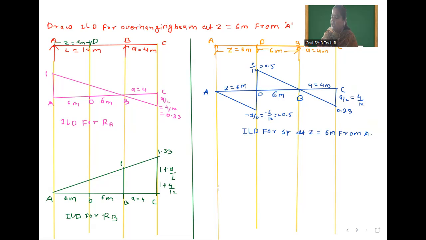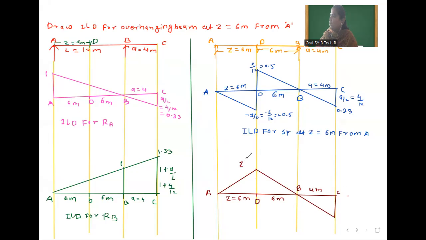First we will draw the baseline here. Now you tell me how we will draw this. From A to Z a value will be there. After that Z to B is 0, and from B to C we have to make it rigid. That's why the value will come here, and we have to close this diagram. Okay, so this is the ILD for bending moment. So this is A point, this is B point, this is C point, and this is the D point. Here Z which is equal to 6 meter, this distance also 6 meter, and this distance is 4 meter.